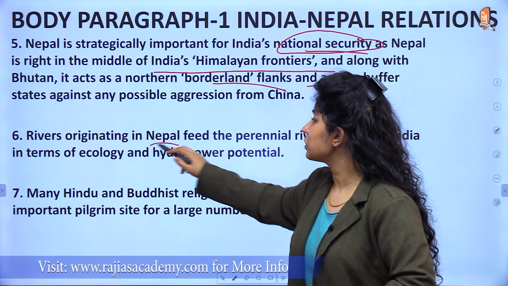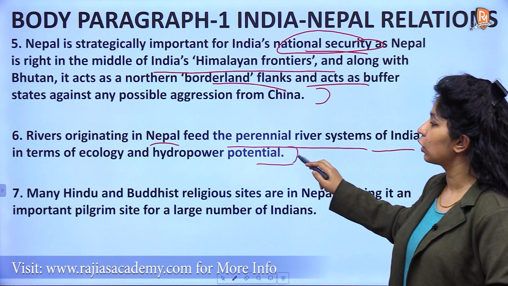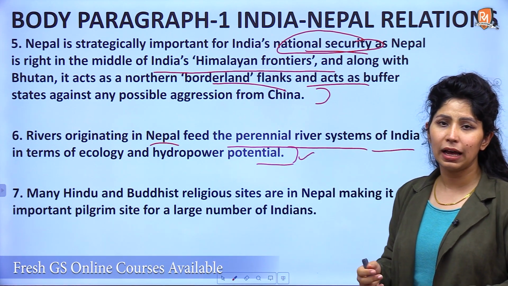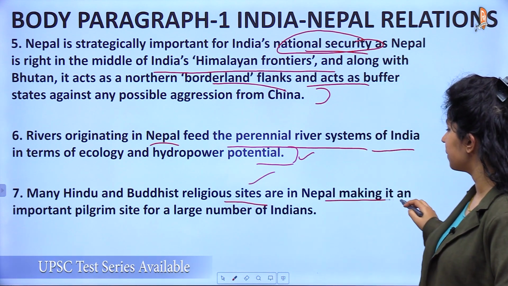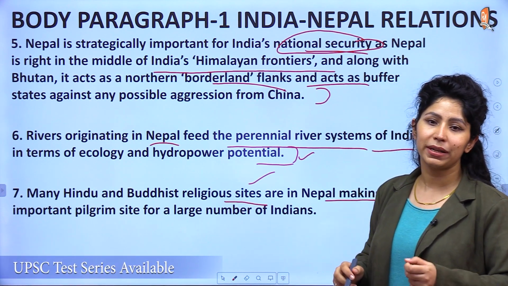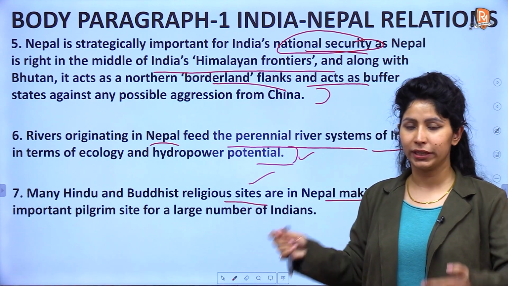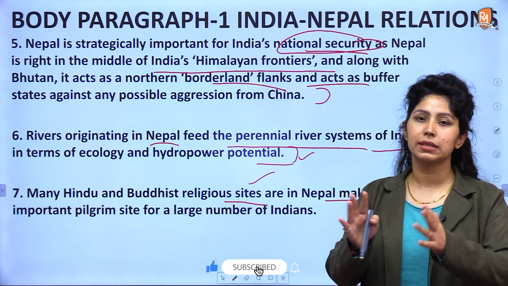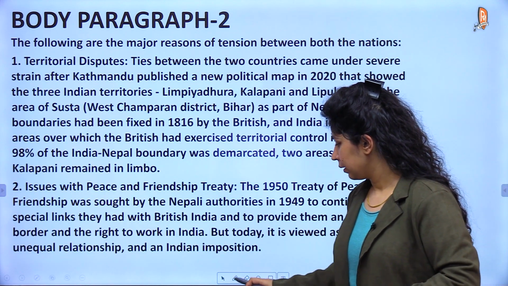So rivers originating in Nepal feed the perennial river system of India in terms of ecology and hydropower potential also. Then cultural ties are there. Many Hindu and Buddhist religious sites are in Nepal, making it an important pilgrim site for a large number of Indians. So that is a very soft point. Keep it towards the end. Talk about strategic and economic points towards the beginning of your answers or beginning of any part of your answer.